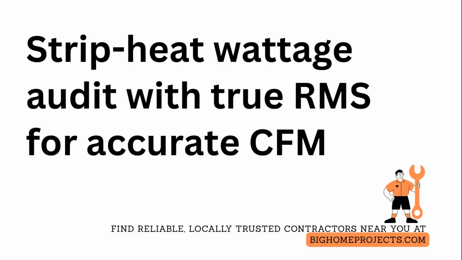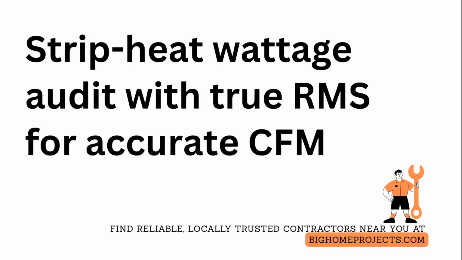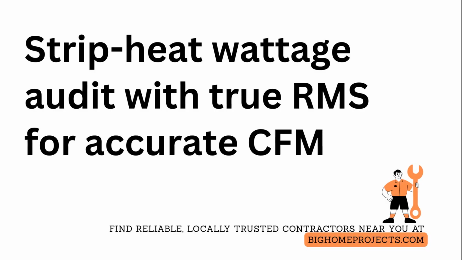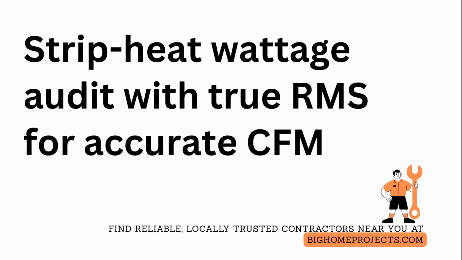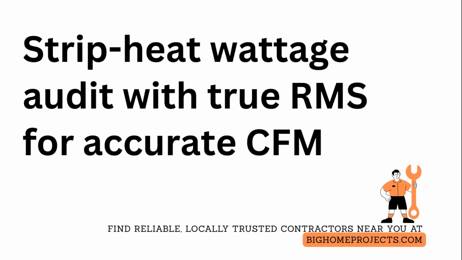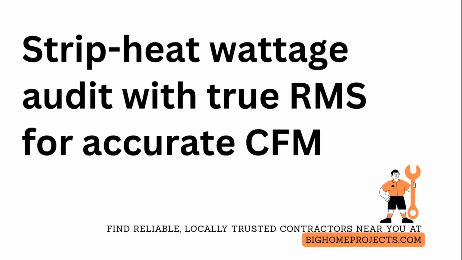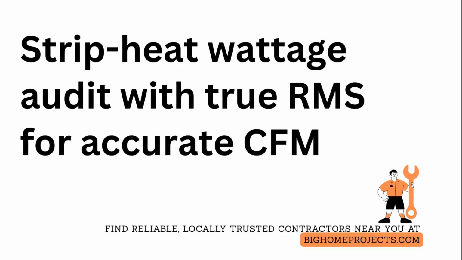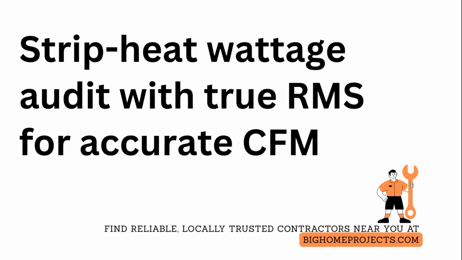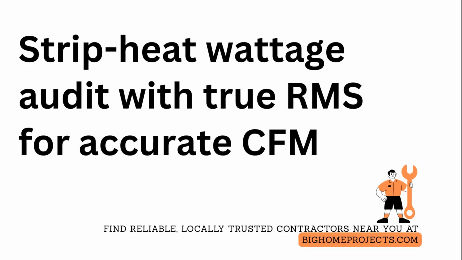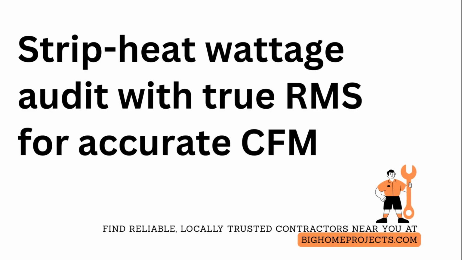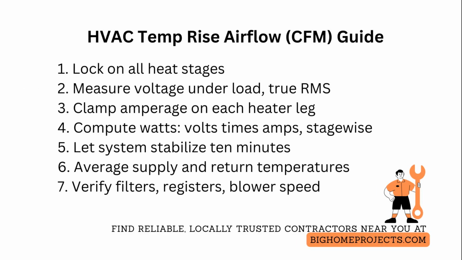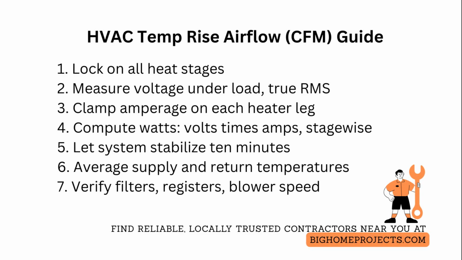HVAC temperature rise formula to measure airflow in cubic feet per minute. Calculate airflow using electric strip heat by measuring precise voltage at the heater taps, true amperage on each heat circuit, exact temperature differential between return and supply air, and correct total electric heat wattage while accounting for line voltage, phase, and watt density. Before applying the temperature rise formula, verify which heat stages are energized and lock them on so your load is steady and not staging in and out.